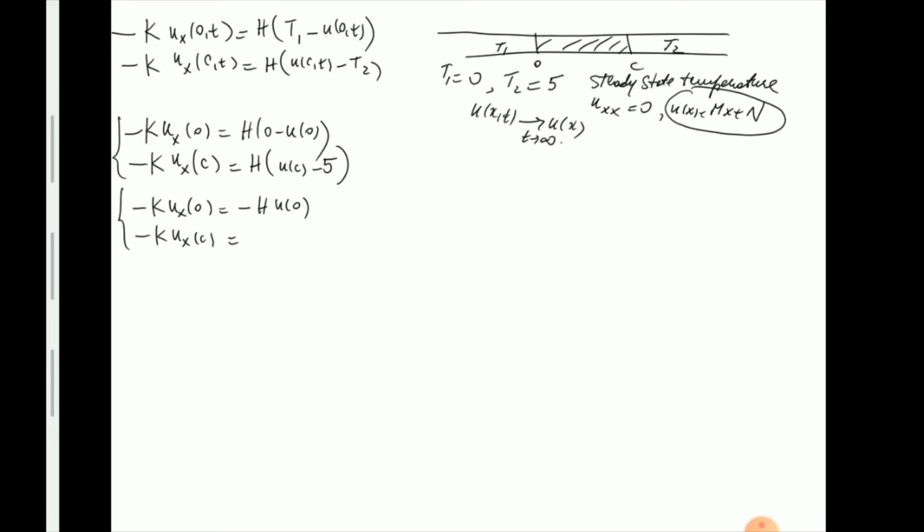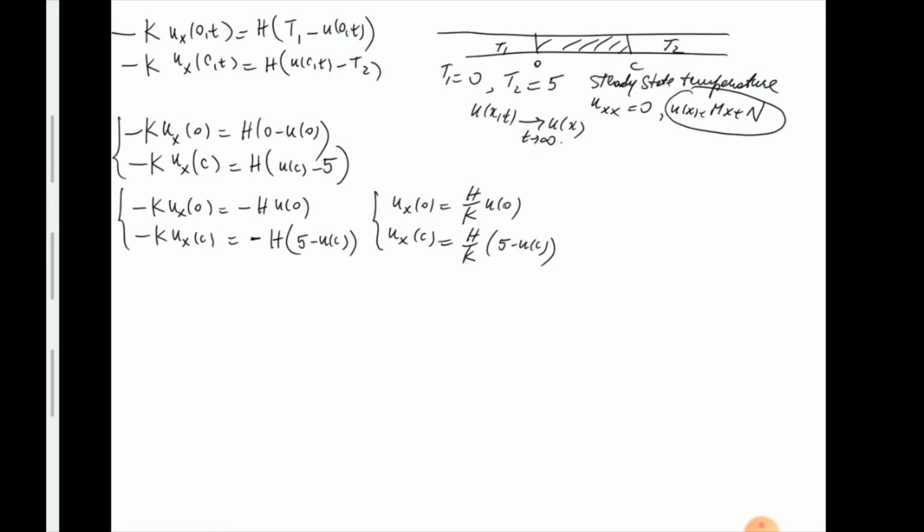let's pull the minus out so that we have the same signs. So minus h times 5 minus u of C, and we divide both sides by minus K. This becomes big H over K times u of 0, and then u_x of C equals big H over K times 5 minus u of C.